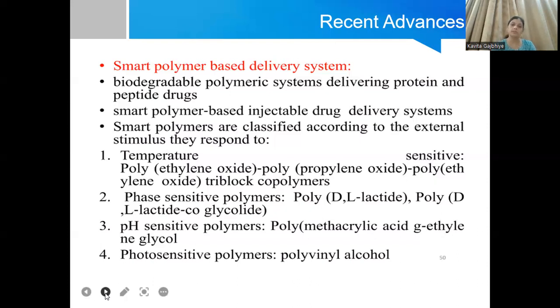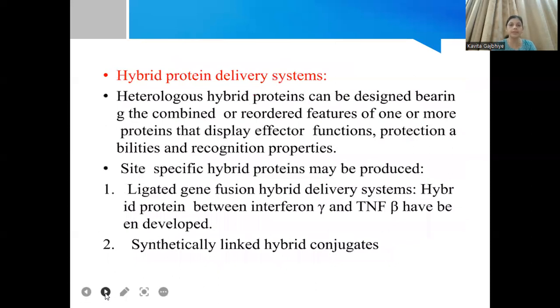So they alter the environment and alter the release of the drug under a specific stimulus condition. Hybrid protein delivery also: heterogeneous hybrid proteins can be designed wherein the combined features of one or more proteins display effector function, protection abilities, and recognition properties. Site-specific hybrid protein may be produced, ligated gene fusion hybrid delivery systems, and synthetically linked hybrid conjugates. These two approaches are very popular nowadays in the modern era for delivery of this type of macromolecule drugs.